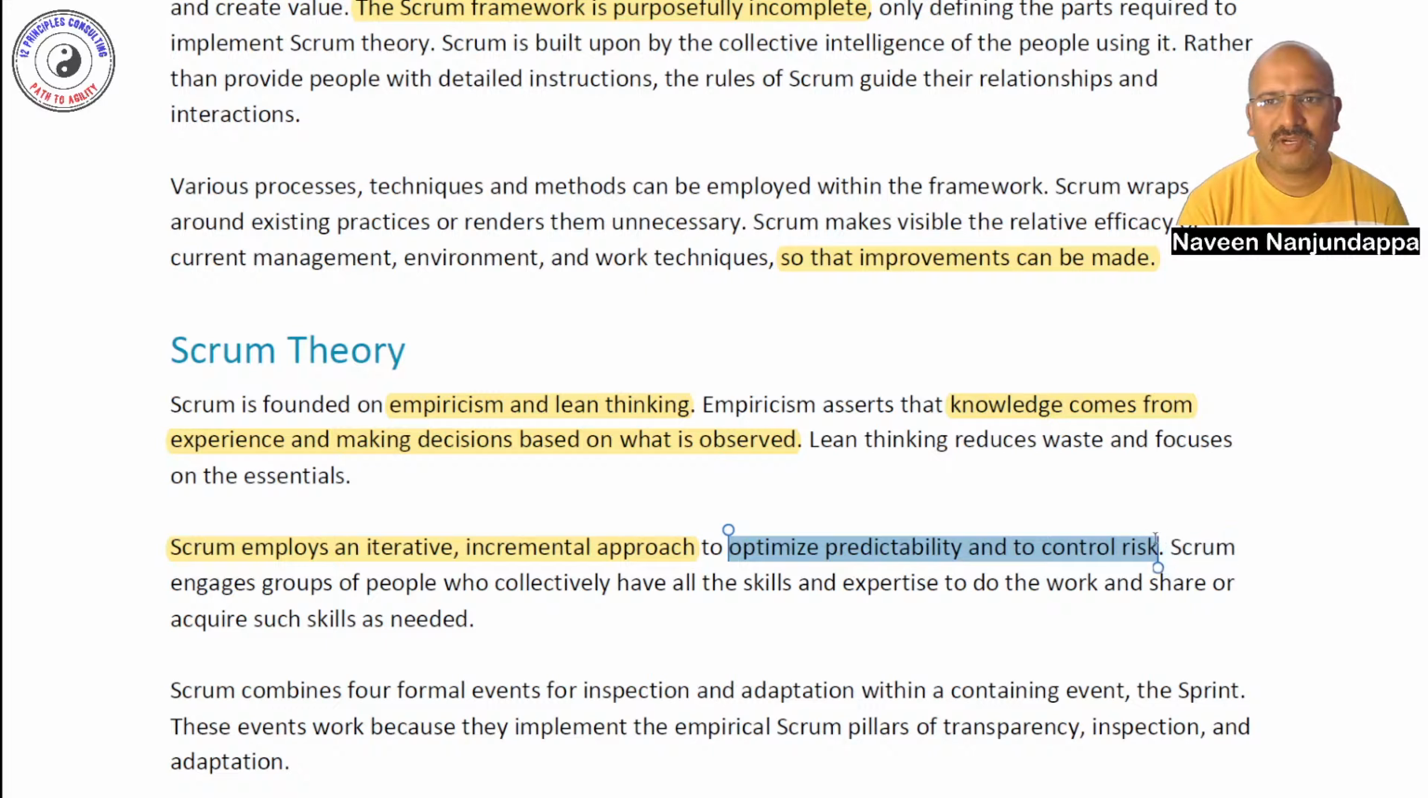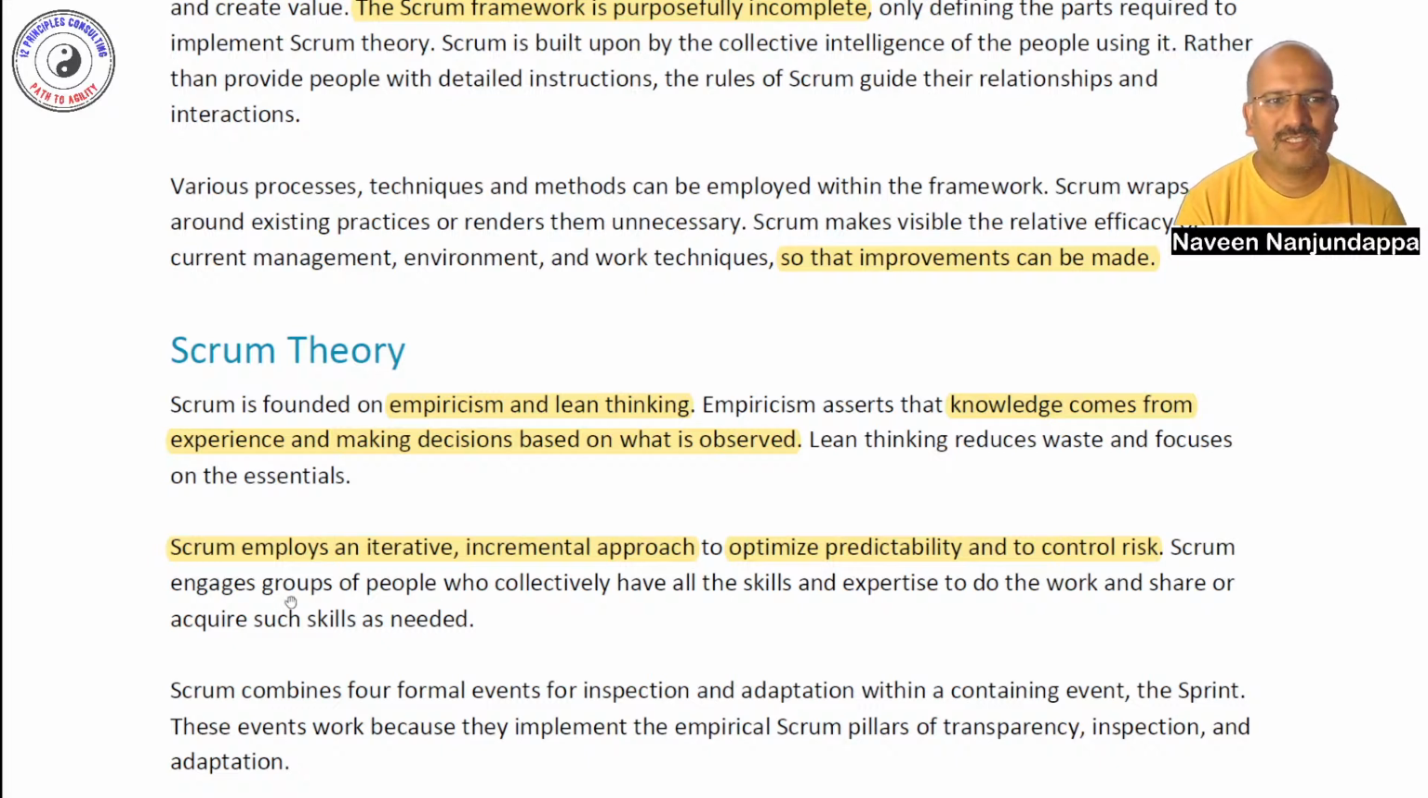Where can you use Scrum? You use Scrum whenever you want to reduce the risk. When you want to ensure that you reduce the risk, Scrum is best suited because it gives you cycles of inspect and adapt where you can control your risk.